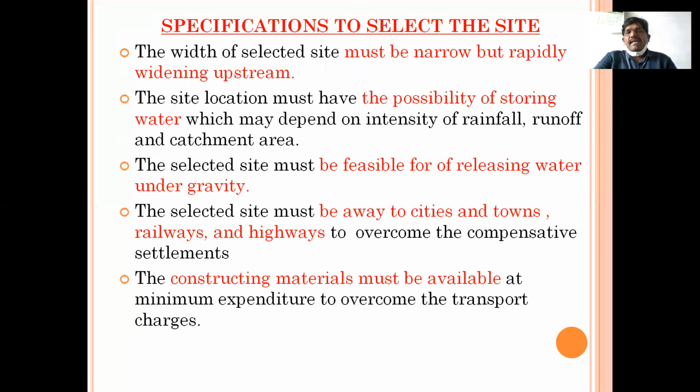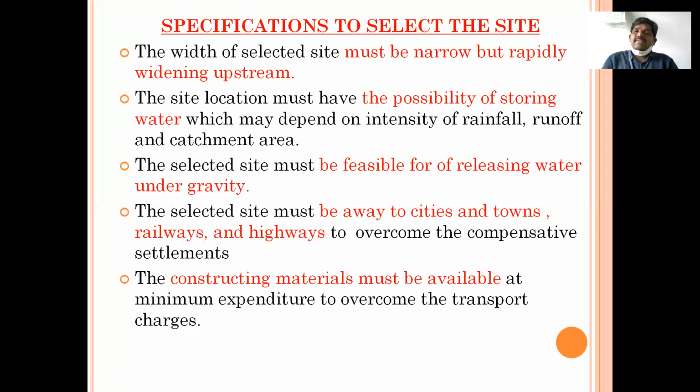One more time, we'll go back and discuss the specifications to select the site. The first one, it should be narrow and should be widened rapidly towards the upstream direction. The second point, the selected site must be capable of storing more and more rainfall. The third point, it should be feasible to release the water under gravity. And the fourth point is it should be away from the towns and cities to avoid the problems associated with compensation settlements. That means if the area is selected near towns or cities, we need to vacate the occupants by giving some compensation. To avoid such compensation settlements, the area must be away from the cities, towns, parks, etc.